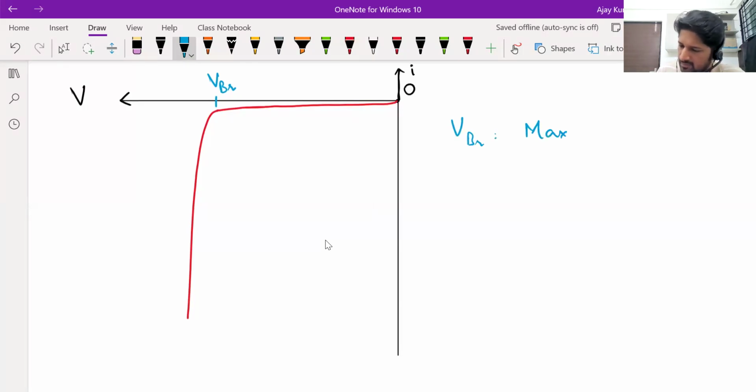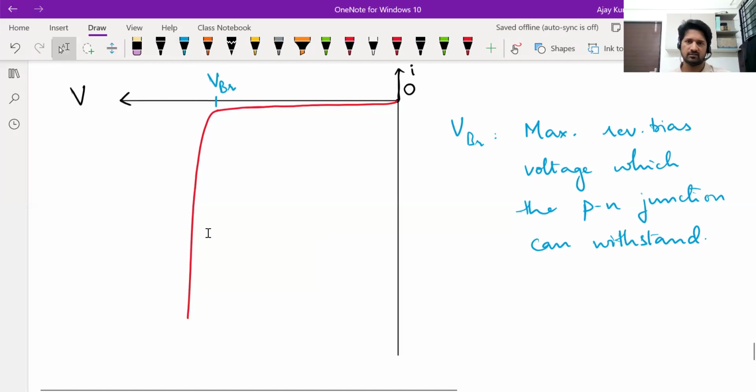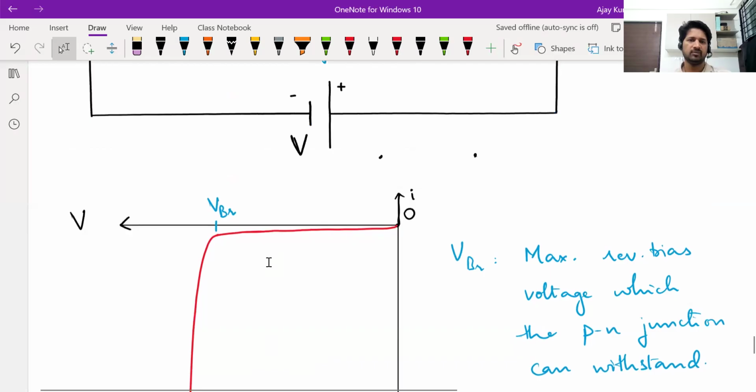Okay. So basically, breakdown voltage is the maximum reverse bias voltage which the PN junction can withstand or bear. Okay. If the reverse bias voltage is stronger than this, valence electrons start moving to the conduction band, semiconductor becomes a conductor. Okay, and it will result in a large reverse bias current, which will most likely damage the PN junction.